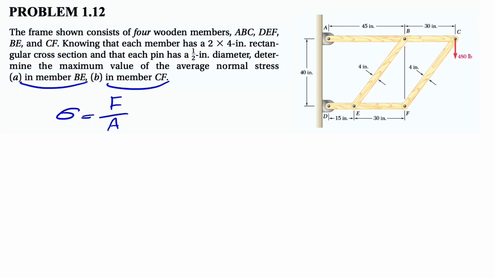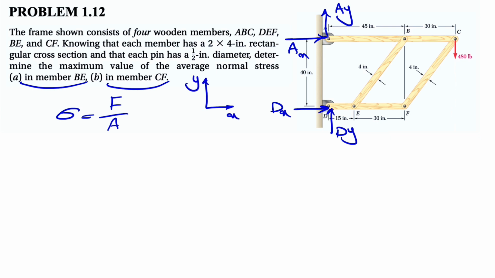We have 2 different supports at points A and D. Each of them is a pin, meaning we have both X and Y components. Let's call this one dx, here we have dy, and same for ax and ay, and we're just going to consider everything for now in the positive direction, and this is our positive direction for X and Y. If we get negative later in the question, that shows that the direction that we assumed was incorrect.